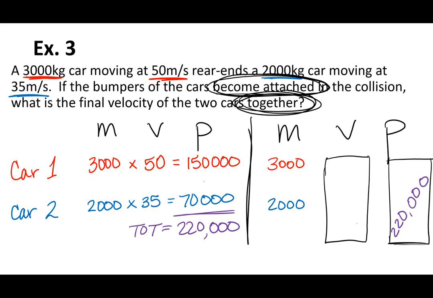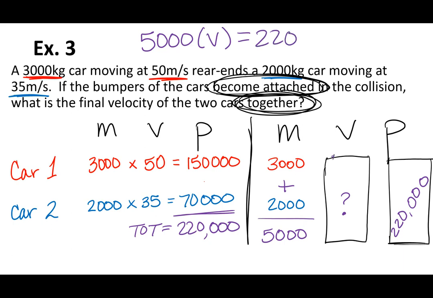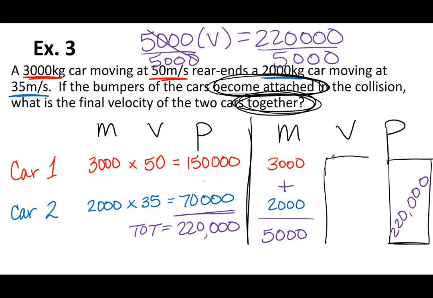Let's see. Okay, they're going to have the same velocity too. Well, I guess if they're together, then that means the masses will be together. And so the total mass is going to go a certain velocity and have a certain momentum. Now we can find the V. So 5,000 times V is 220,000. And we divide by 5,000 to get V by itself. And we get an answer.